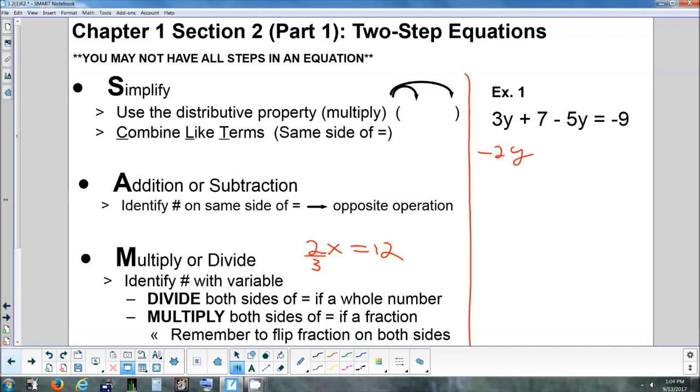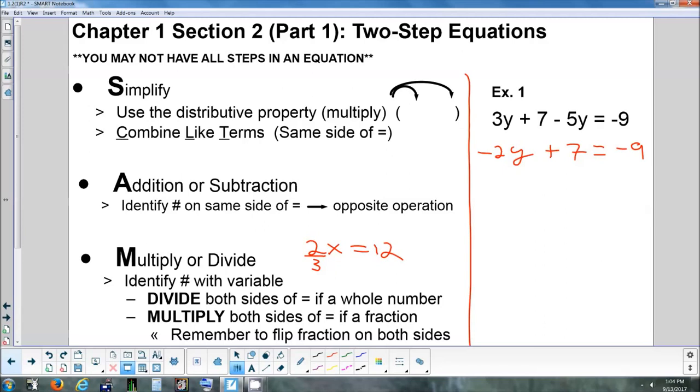Well, to combine, so then it would be plus 7 equals negative 9. Perfect. Plus 7 equals negative 9. You guys, if you want to circle like terms, you can do that. You don't have to. I know some people that works better, so they can see them a little bit easier. If you just solve it, that's fine.